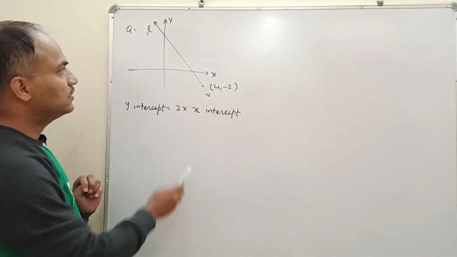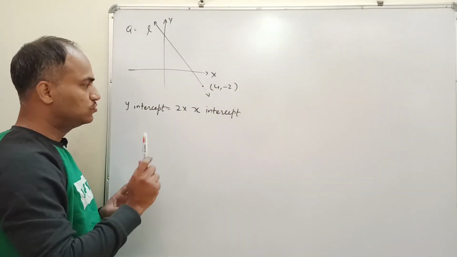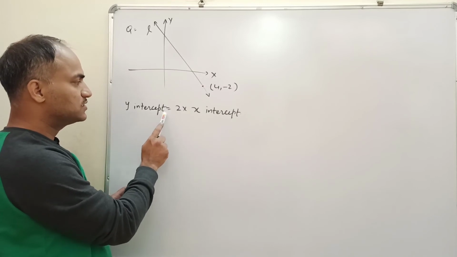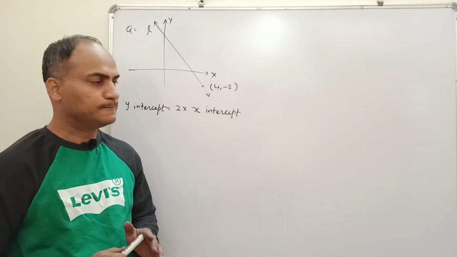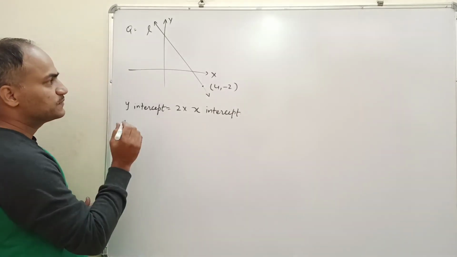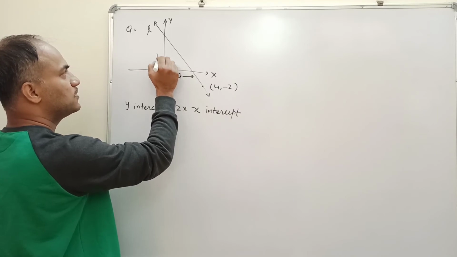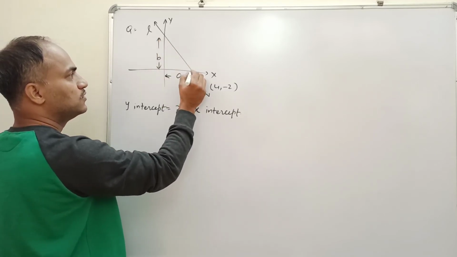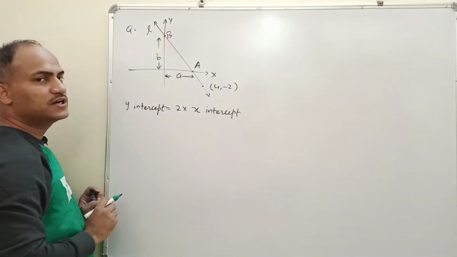We are given one straight line which passes through the point (4, -2), and the y-intercept is equal to 2 times the x-intercept. We have to find the equation of this straight line. Suppose we assume this value as a and this value as b, as usual. So the two intercepts are a and b.